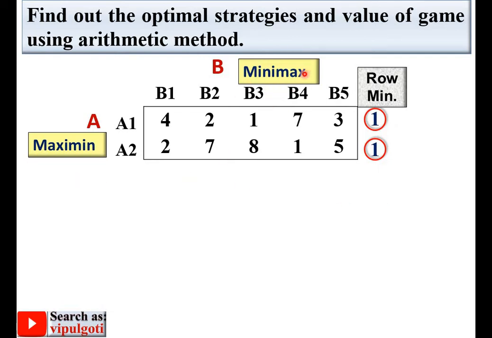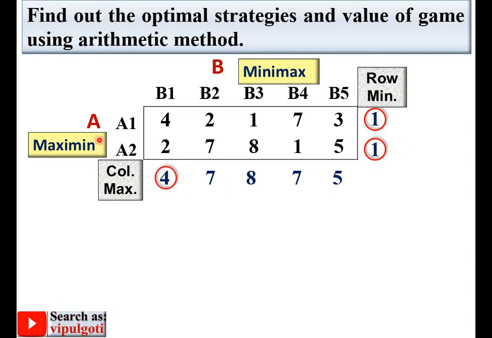Now I am going to apply the minimax principle, that means the minimum value out of all maximum values. First I find the maximum value from each column, called the column maxima. Here 4 is the maximum, here 7 is the maximum, here 8 is the maximum, here once again 7 is the maximum, and here 5 is the maximum. Now the minimum value out of all maximum values: this one is the minimum.